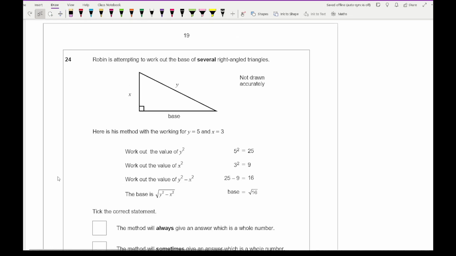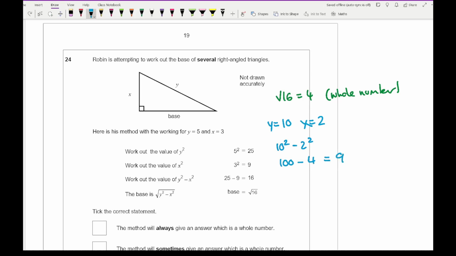Well, looking at this, what you want to do is try and think of some examples. So using Robin's example, we can see that root 16 equals 4, which is a whole number. Now, if you've done some practice with Pythagoras, which I'm going to assume that you've done quite a lot, you can also then see, well then if y equals 10, and just pick two numbers, y equals 2, x equals 2, then substituting into this method, what we get is 10 squared minus 2 squared is 100 minus 4, which then gives us 96, and if we square root that, root 96 is not a whole number.